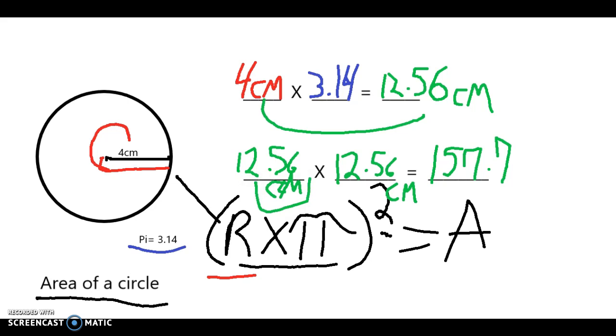Now we can't forget the units, right? And there's 2 of them, so what are we going to do? We're going to square it. Centimeters squared. And that is how you find the area of a circle.